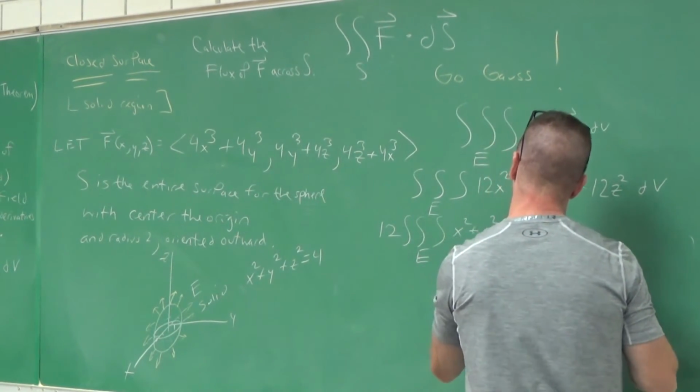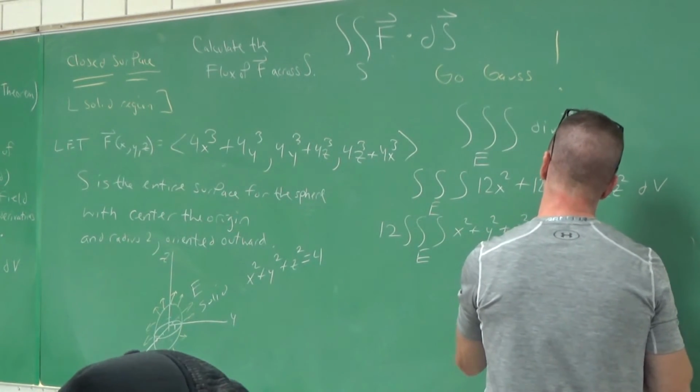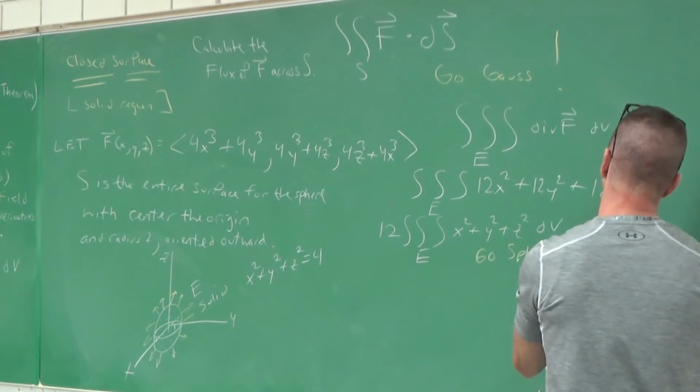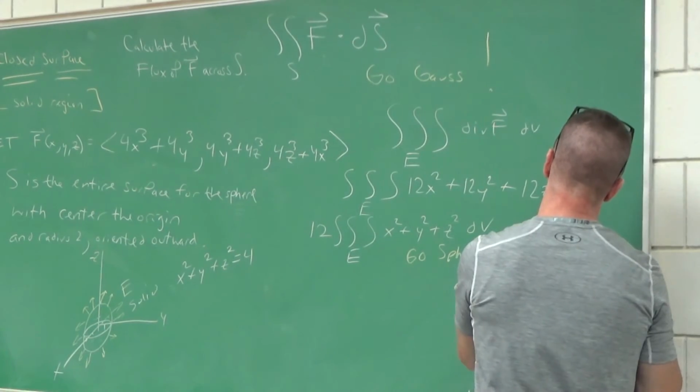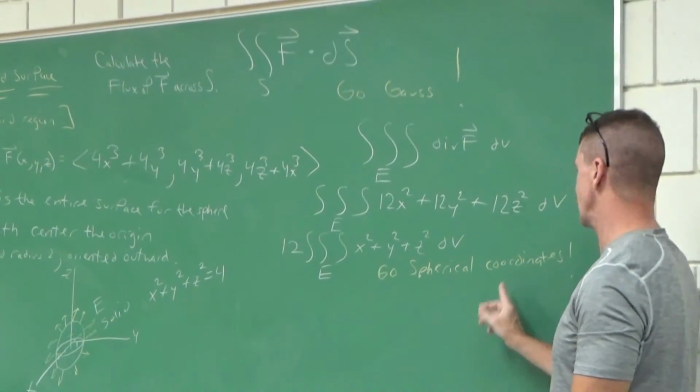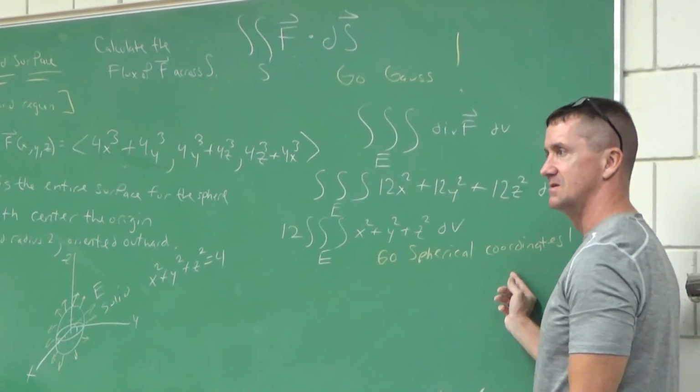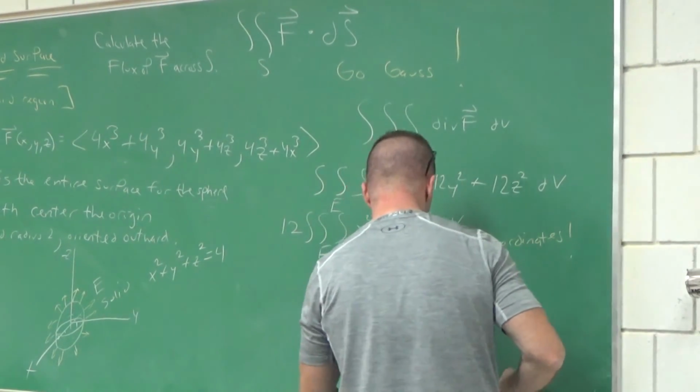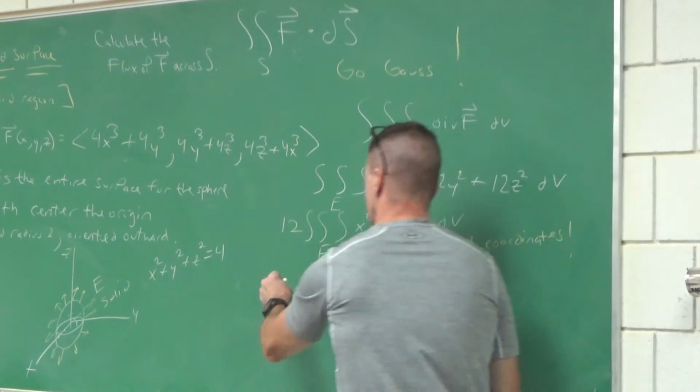All right. Isn't it cool how often these previous sections come into play? Well, here we are at the end of Calc 3. You're like, oh yeah, now we can go spherical coordinates. So, keep that 12 out there. But look, I've got enough room here.